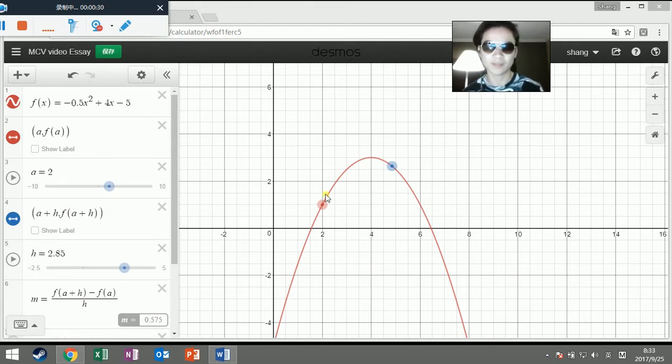So basically, we need to create a function first. It doesn't matter which function we create, even a polynomial function, an exponential function, or a power function, that's all fine. So now I create a polynomial function. Now I find two points on this graph.